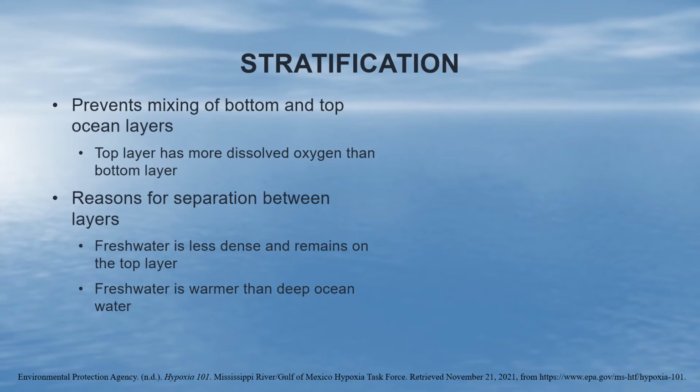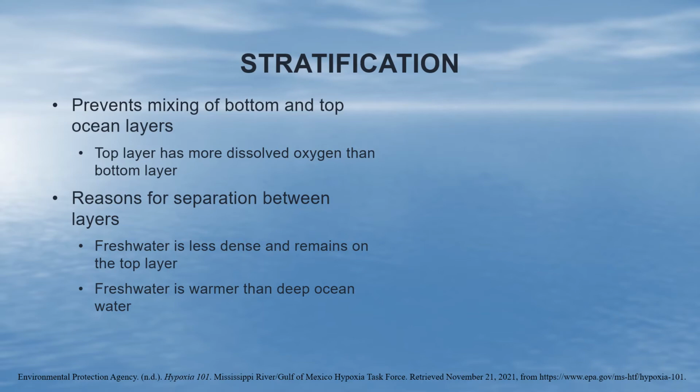So there are two reasons for this separation between the layers. First, fresh water is less dense, so as it mixes with that top layer of ocean water, it creates a less dense area or less dense water content and remains on the top. And second, fresh water is warmer than deep ocean water. So the water that's coming from the Mississippi River is warmer and sits at the top.